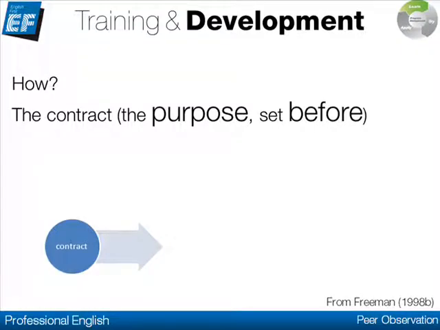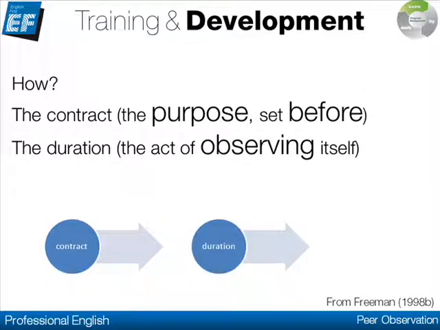First, decide on the contract. This is the purpose of the observation. It could be for you to learn more about how you or another teacher gives feedback to their students, or to record the questions that you ask when you're eliciting. Next comes the duration. That's the observation itself.